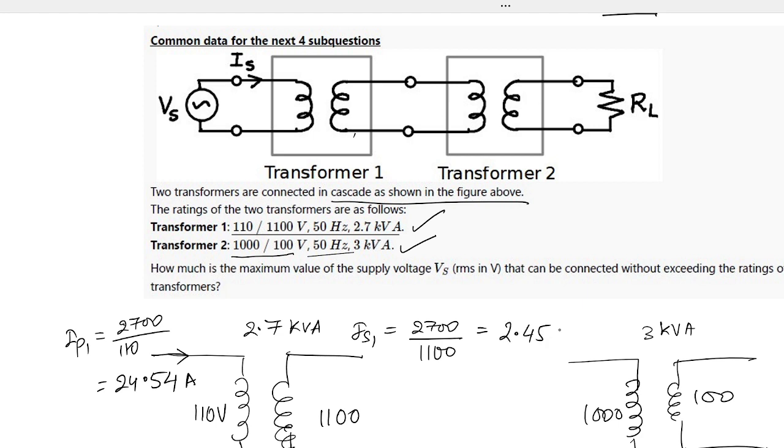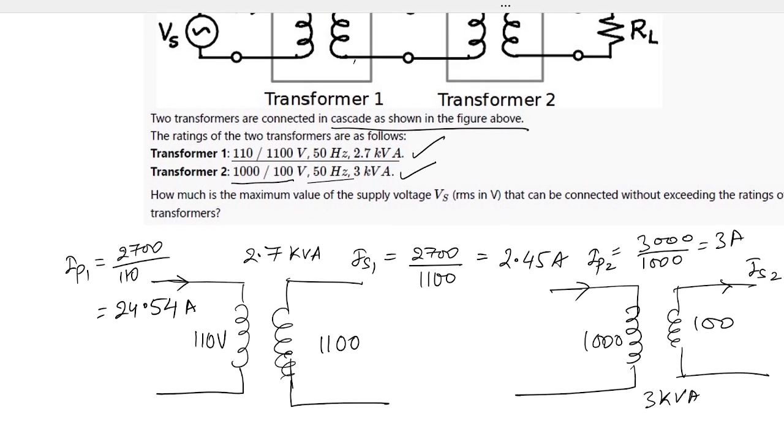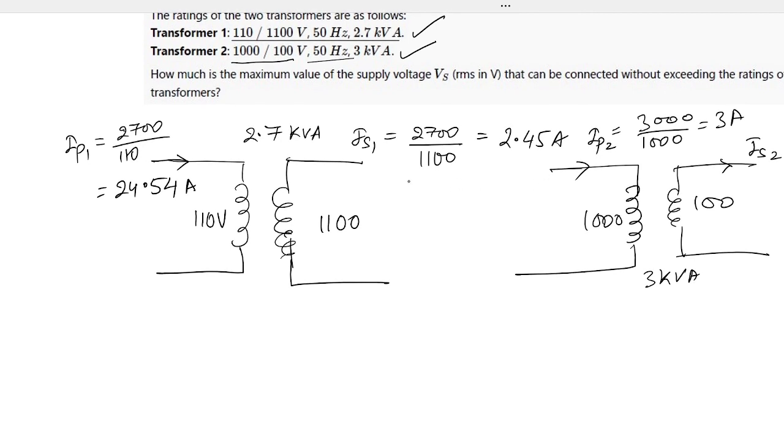2.45 ampere. Okay. In case of transformer 2, this is IP2, this is equal to 3000 divided by 1000, which is 3 ampere. For IS2 we have 30 amperes. Now since these transformers are connected end to end, winding of this transformer is designed for 2.45 ampere, and winding of this transformer can bear up to 3 amperes.